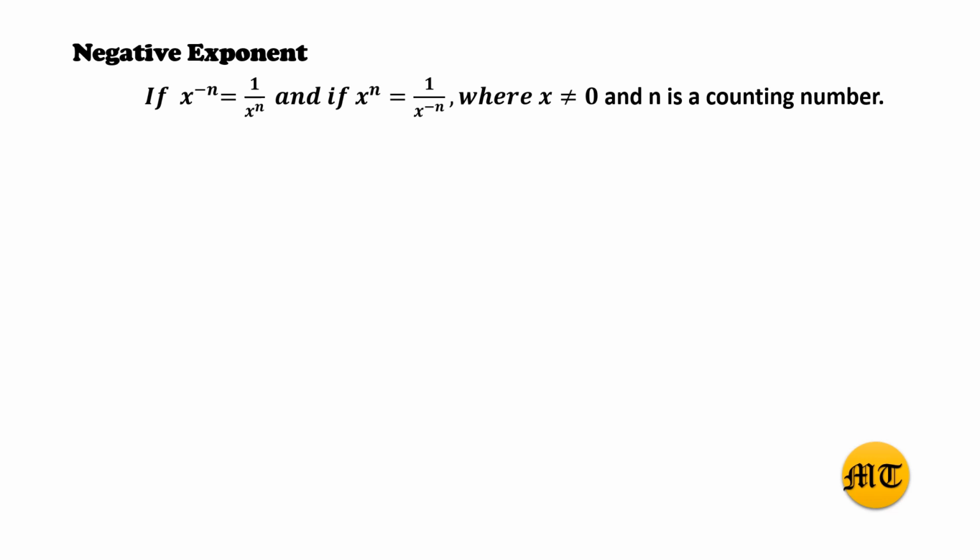Bear in mind that, in simplifying an exponential expression, always write it in the form of the positive exponent. Let us have an example. May we have 2 raised to negative 3. To simplify this expression, we need to turn the negative exponent into a positive exponent, by applying the definition of negative exponent.